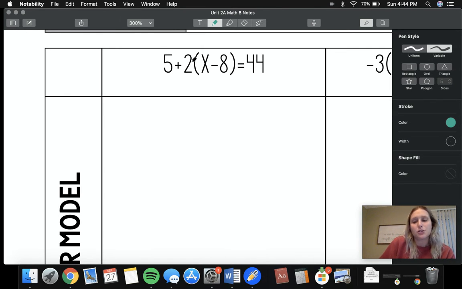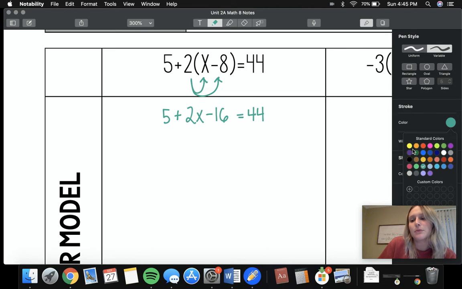We have 5 plus 2 times (x minus 8), and that has to equal 44. If we want to use the bar model, it is fairly hard to visualize with distributing, and that's why we spent the beginning of the year talking about distributing. We're going to distribute first. 2 times x is 2x, and 2 times negative 8, because that's subtraction, is negative 16. We still have plus 5, and it still equals 44.